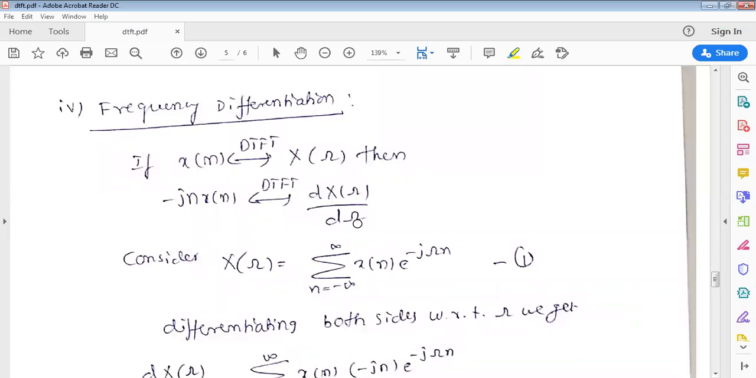Why will time differentiation not come here? Any of you? Can you answer this question? I have taken the property of frequency differentiation, but why did I not take the property of time differentiation? Any doubt? Any of you can tell me why I had not taken time differentiation?